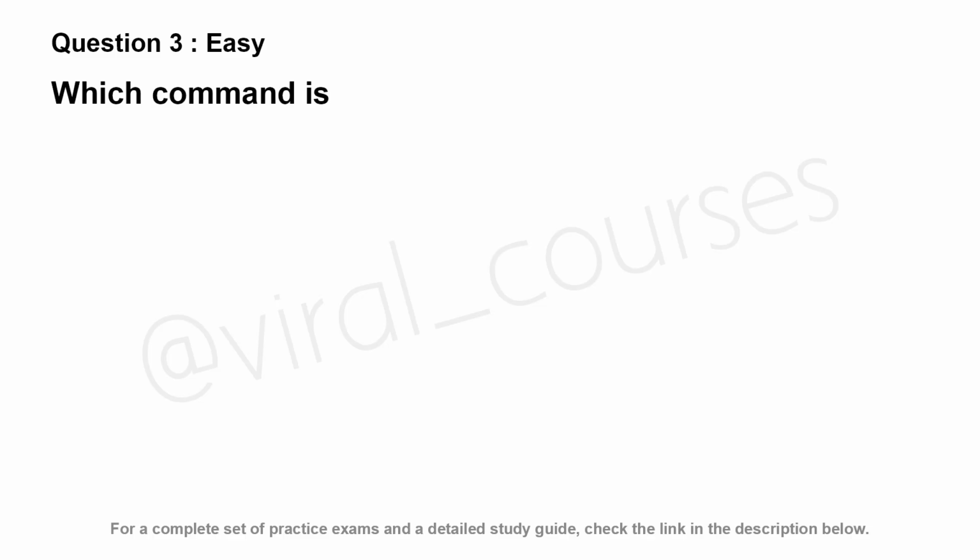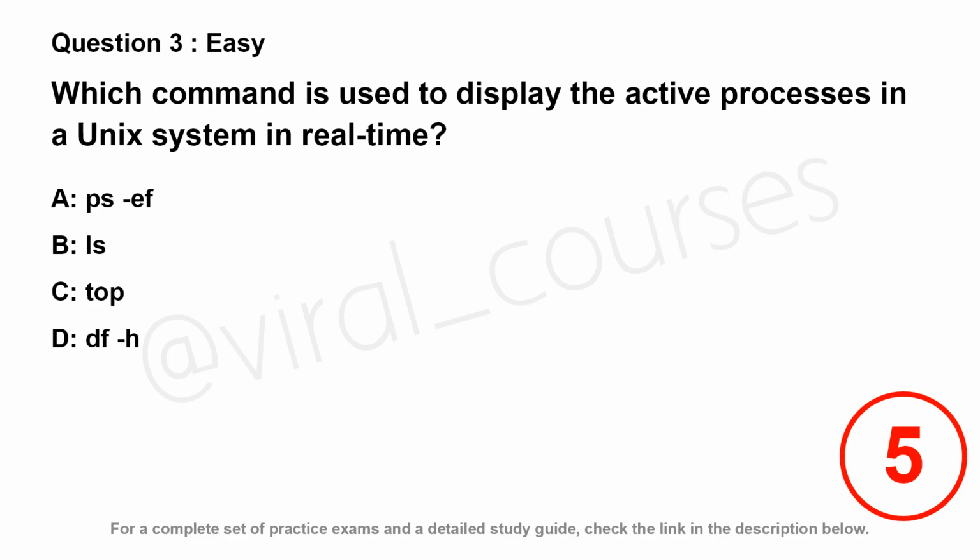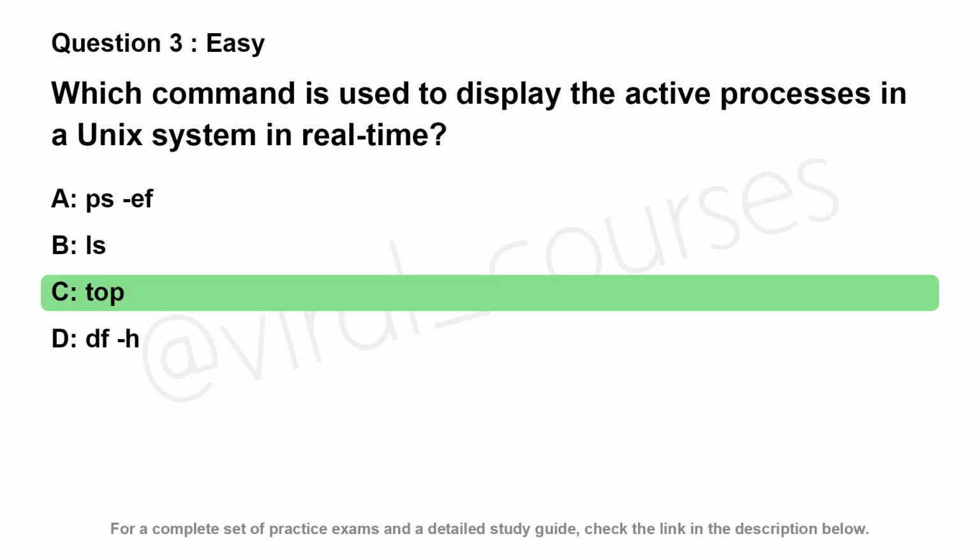Which command is used to display the active processes in a Unix system in real time? Option A, ps -ef. Option B, ls. Option C, top. Option D, df -h. The correct answer is C.